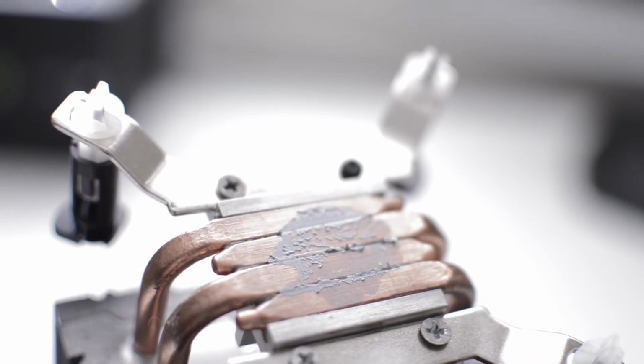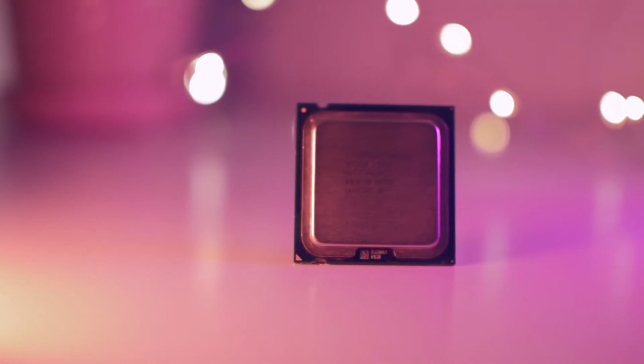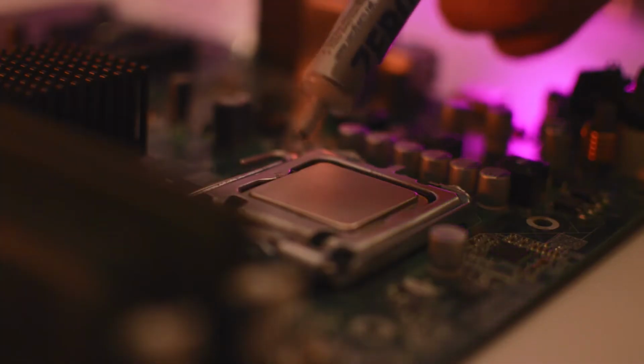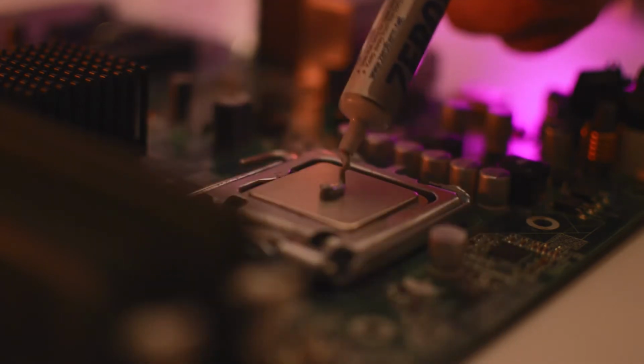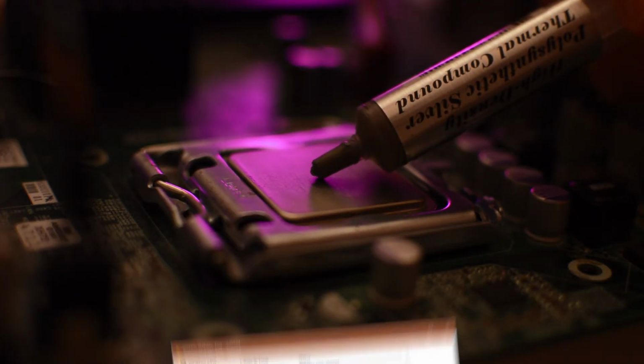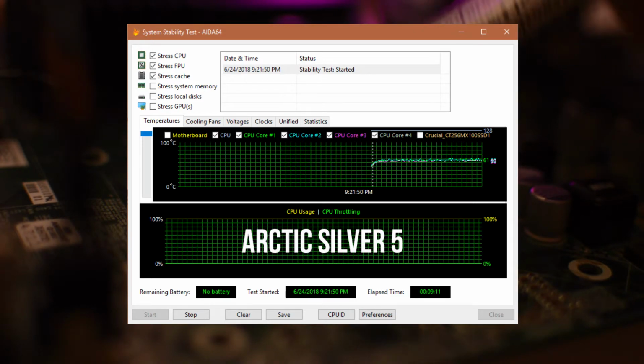So let's fire up the test machine and run the good old IDA64. I used the $10 Xeon as our heater, link to that in the iCard. The ZeroTherm paste reached about 64 degrees after 10 minutes of running a stress test. And obviously I did the same thing for the Arctic Silver and I saw an average temperature of 61 degrees. So yeah, there isn't much of a difference between both of these, even if there is an 8-year gap between them.